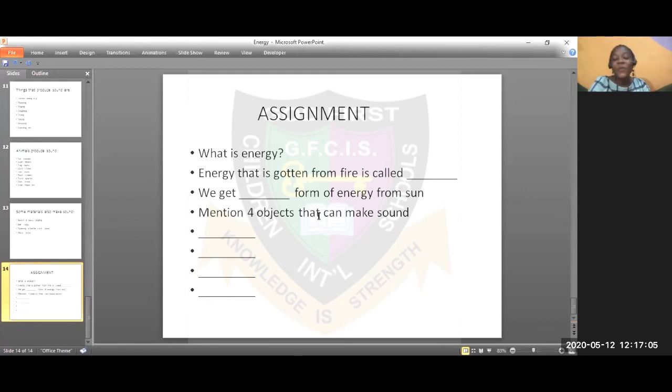We get that form of energy from the sun. The energy we get from the sun, what do we call it? Can somebody say it? It is called light energy. It is called what? Light energy. Now, mention four objects that can make sound. Just list them for me. Buttercup.